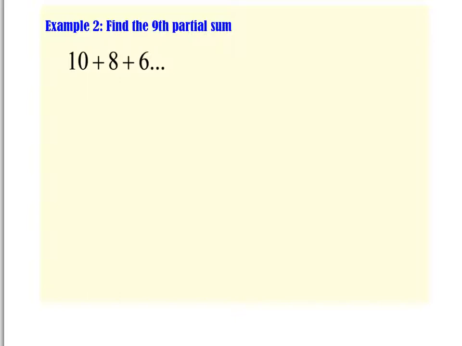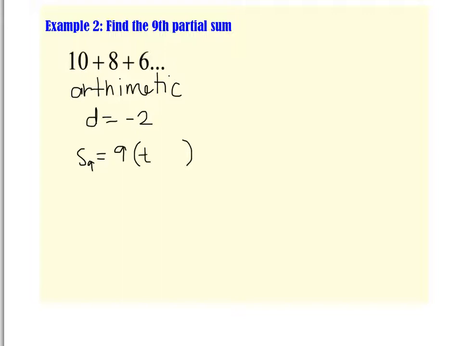Okay, next example, find the ninth partial sum. So again, we want to determine, is this arithmetic or geometric? Here again, we have an arithmetic sequence, and our common difference is equal to -2. So we're trying to solve S9, because this is the ninth partial sum. So we're going to take 9, which is our n, times T1 plus T9, sorry, over 2.